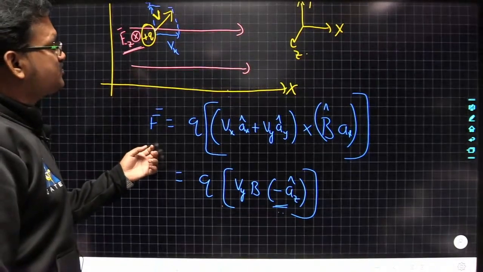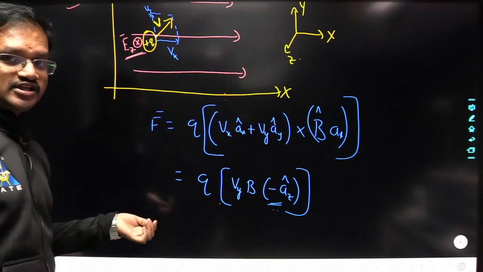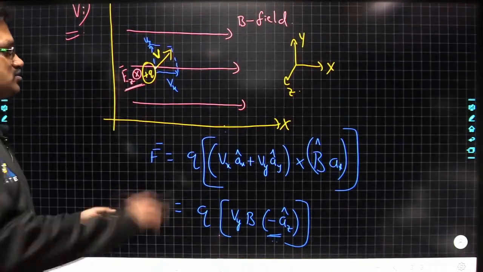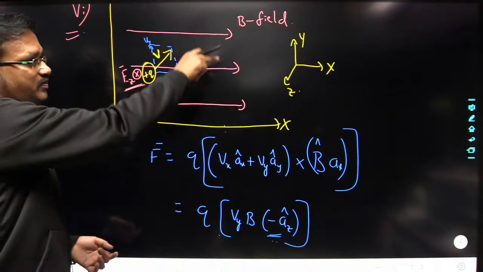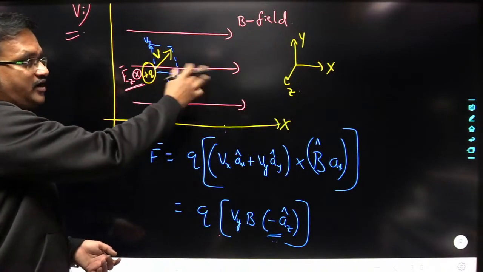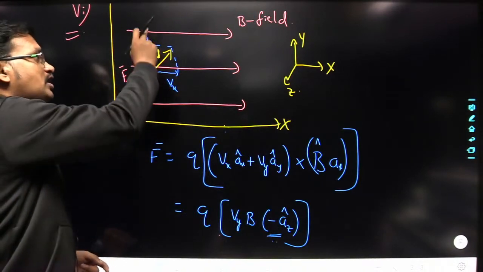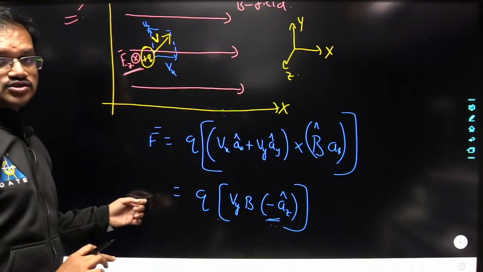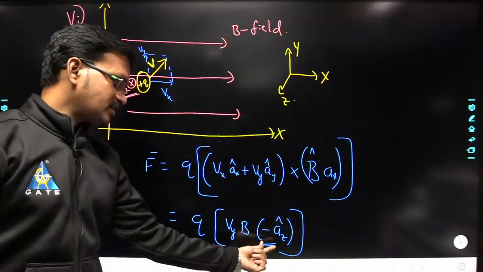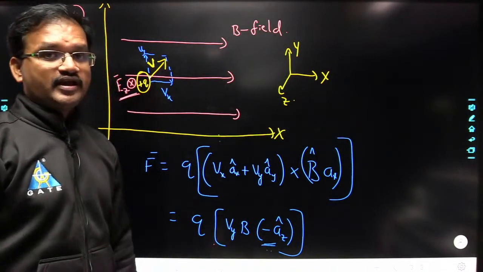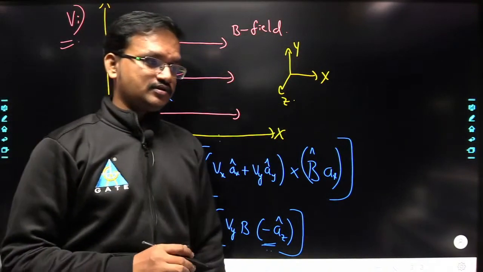So in this manner, you have to determine in which direction the charge is experiencing the force. See, because of the x component, it is not going to experience any force, because if the x component of velocity and the B field are in the same direction, there is no force. So it is going to experience the force only due to the y component of velocity. If you do the cross product between the y component of velocity and B field, the resultant force direction will be in negative z.